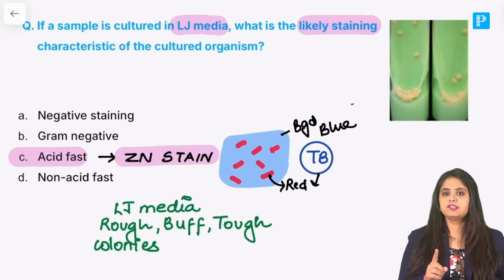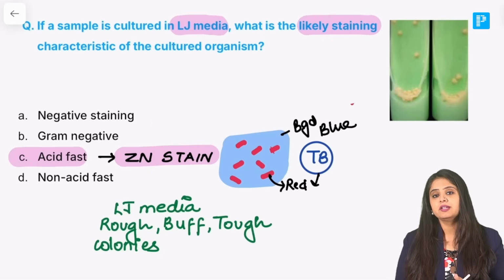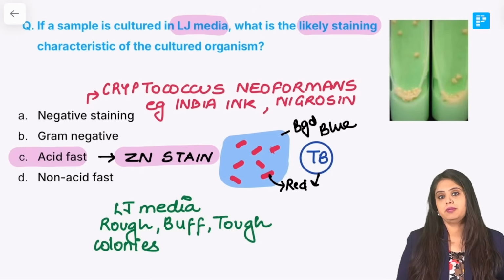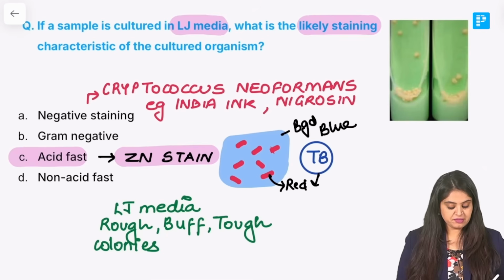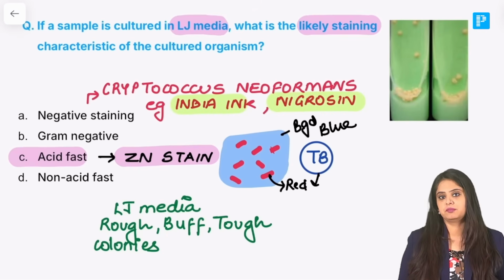Well, in these options, I see one more option, which is negative staining. Although that's not related to this topic, negative stain as a question is very important. It is a stain used for cryptococcal meningitis caused by the fungus Cryptococcus neoformans. Give me some examples of negative stain: India ink and nigrosin, very famous fungus questions.